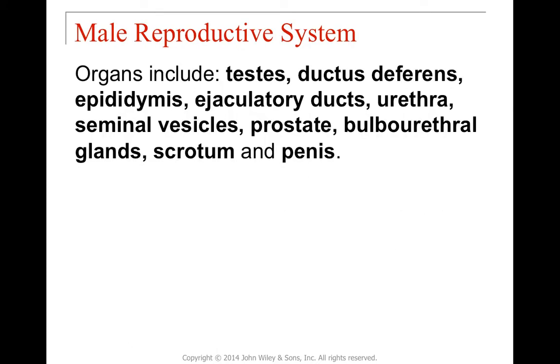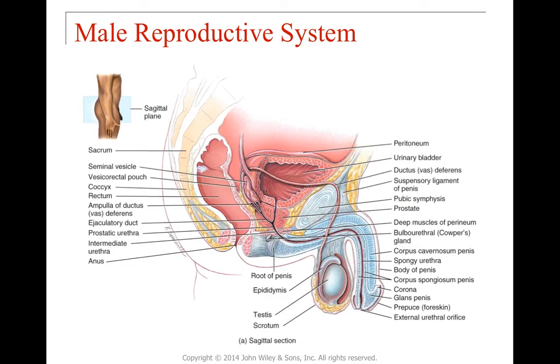So let's start with the male reproductive system. Some of the organs you may hear me talk about today are going to include the testes, where sperm are actually created and stored, the ductus deferens, which you may know as the vas deferens, the epididymis, which you may not have heard of until right this moment, the ejaculatory ducts, the urethra, seminal vesicles, prostate, bulbourethral glands, scrotum, and penis. So this is an overview of the male reproductive system.